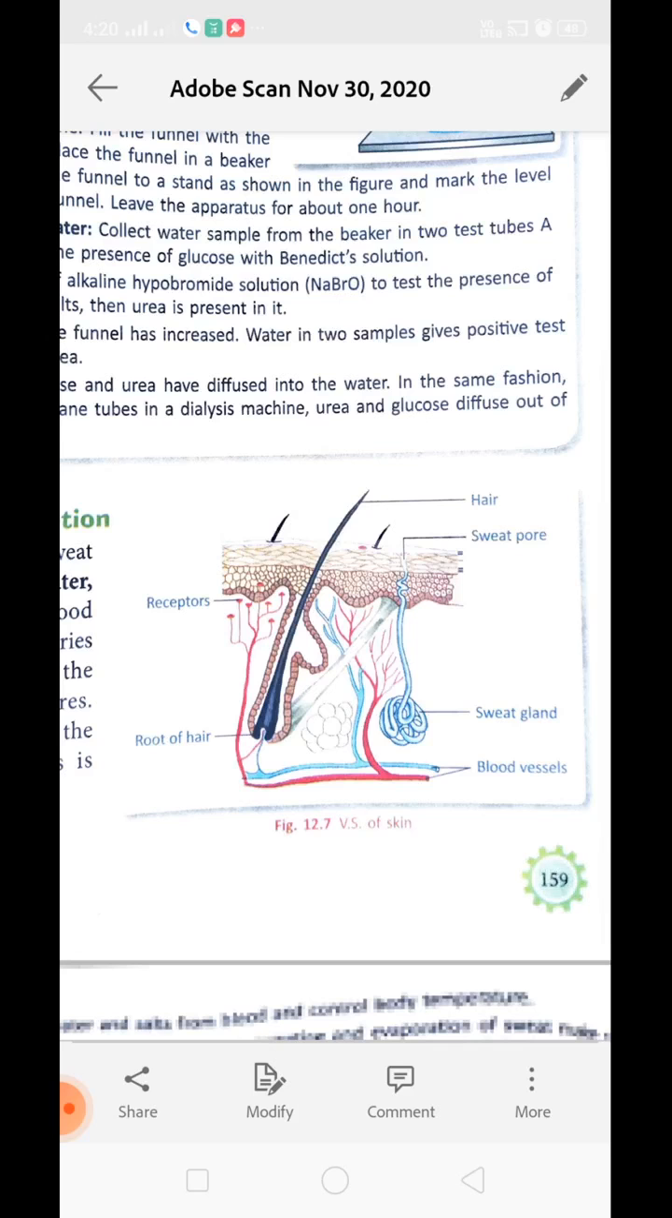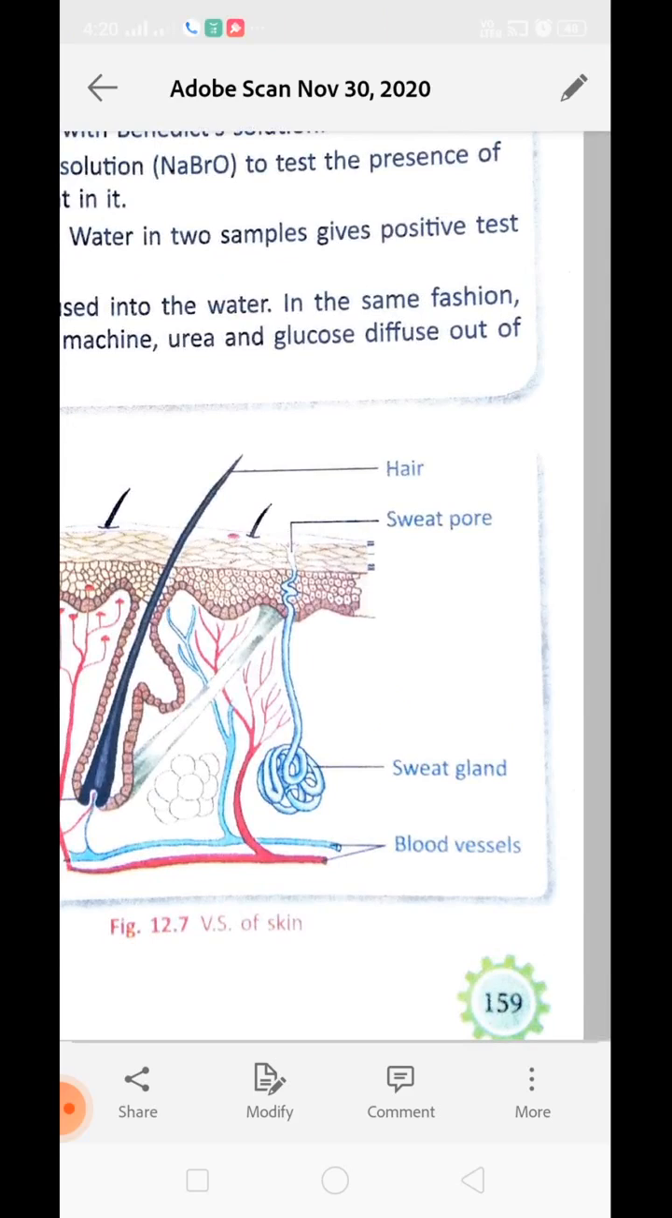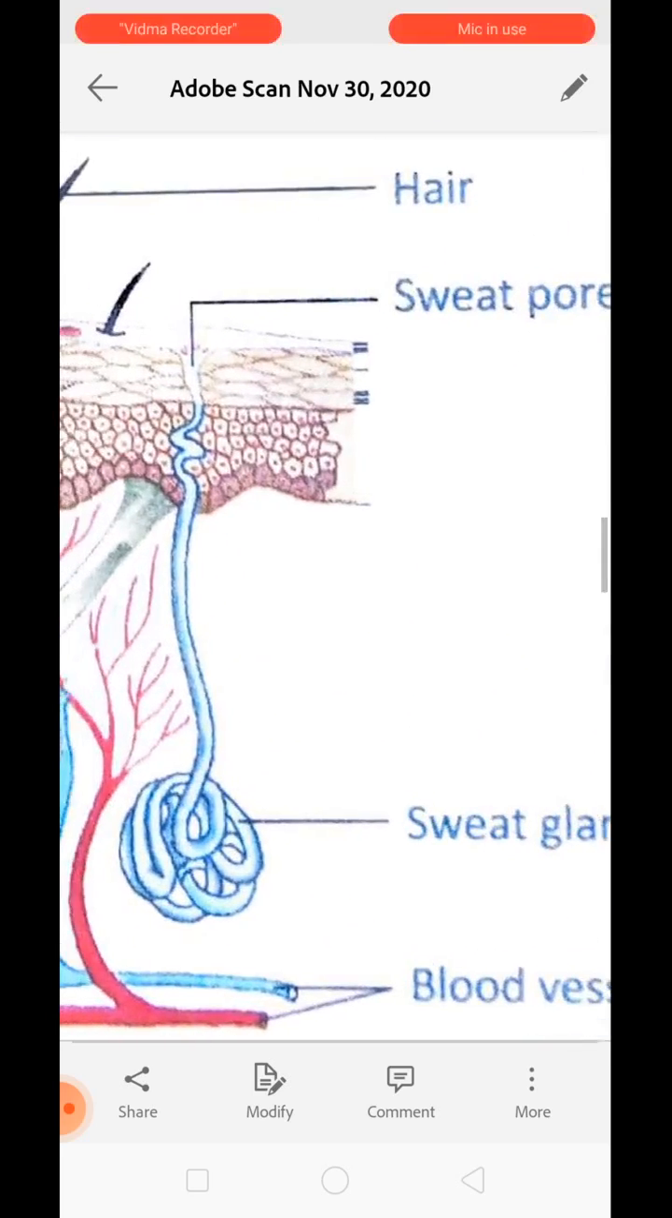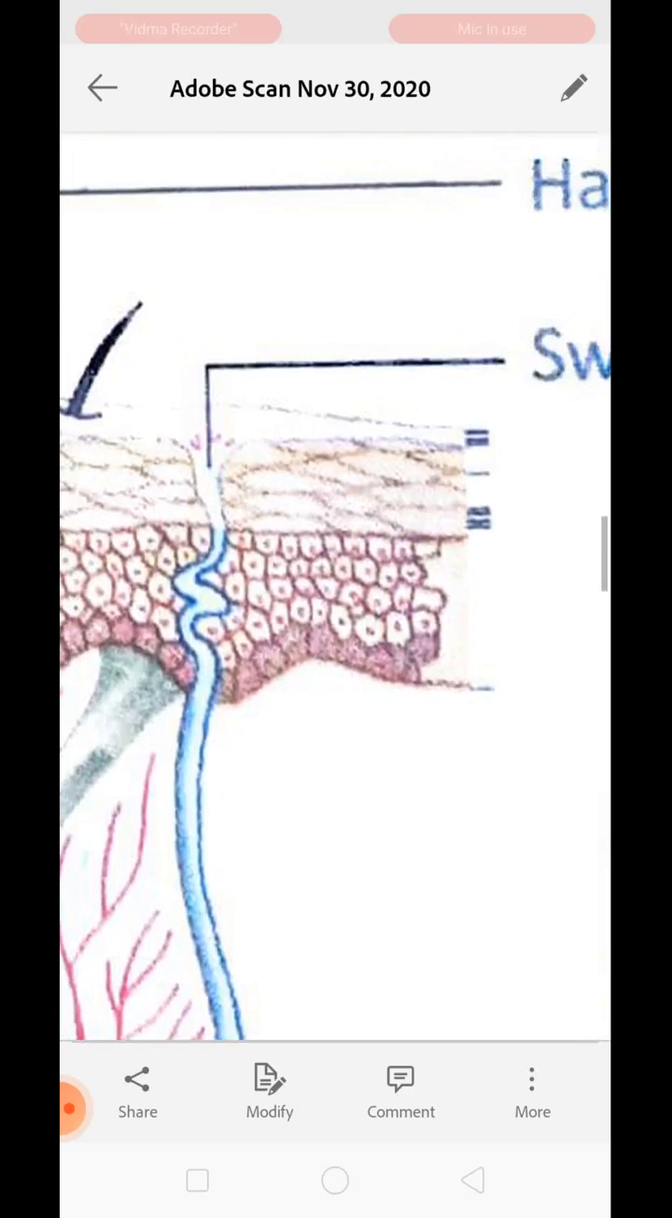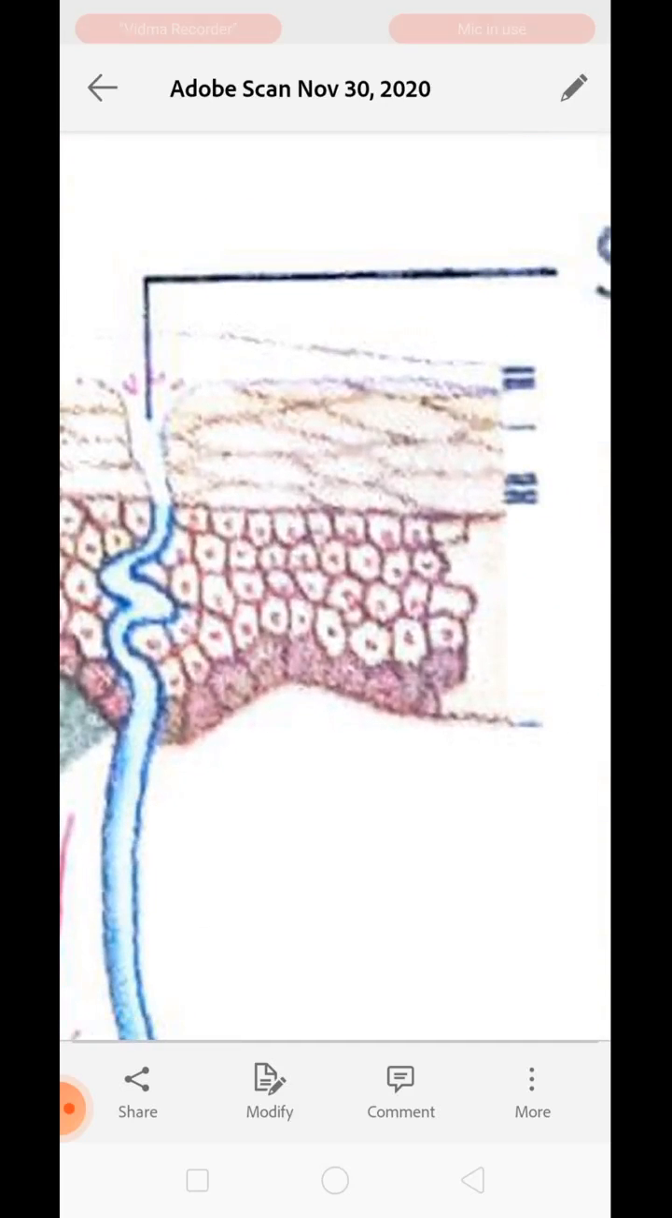Sweat glands in the skin remove water, salt and urea from the body. Blood flowing through the blood capillaries in the skin carries all of these things, water, salt and urea. These are excreted out from the skin. They open on the surface of the skin by tiny pores. You can see over here. These are called sweat glands, and these are the pores to release the sweat. Clear? From these pores, the sweat comes out of the skin and makes the surface wet.